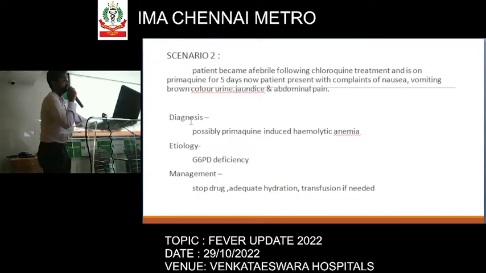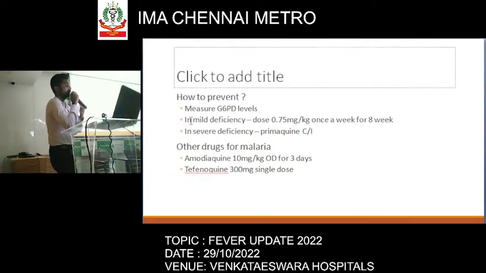So what needs to be done is we have to stop the drug and give adequate hydration. If the Hb is too low, we can transfuse the patient. And we have to obtain a G6PD level for this patient so we can label them and avoid any drugs which can cause hemolytic anemia in G6PD deficiency.